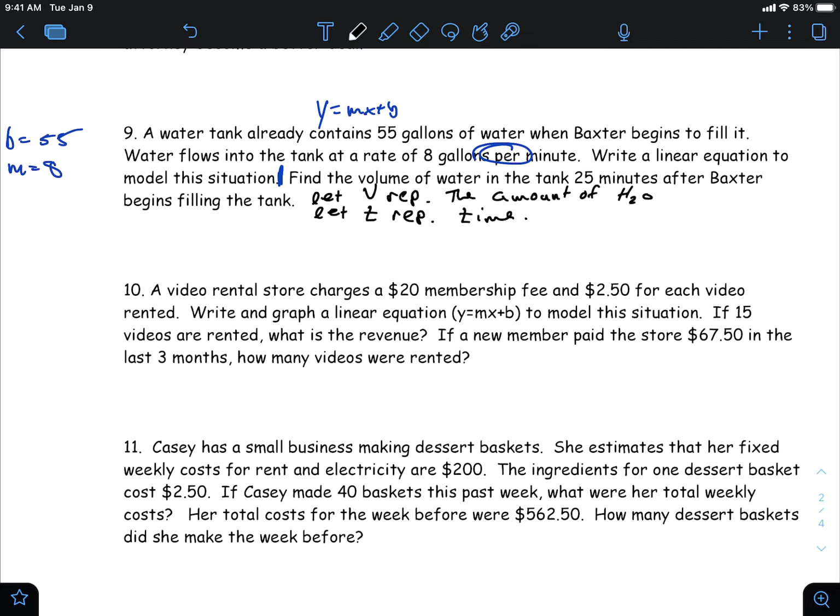And so we're going to write out our little equation here. So V is going to equal MT plus B, okay? Where M is slope, B is still the y-intercept, V is the volume in the tank, and T is time. So V is going to equal 8T plus 55. Does anybody have any questions with that?